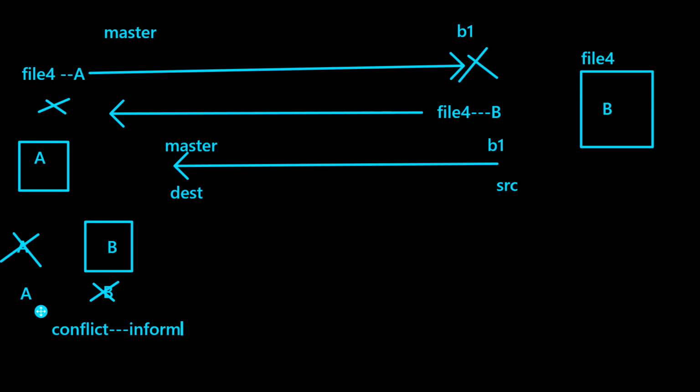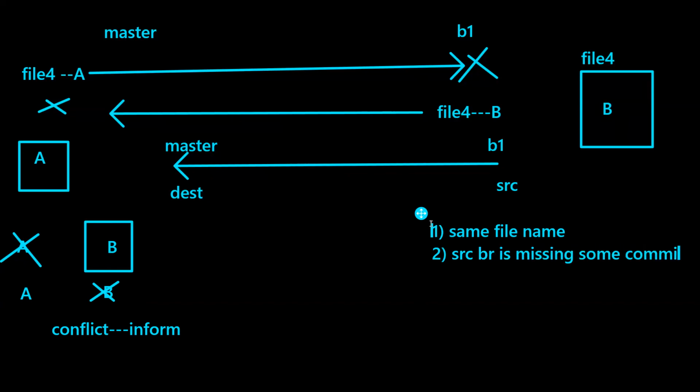And as the person who created them, you have to decide what to take. You have to resolve the conflict. How to resolve, we'll see. But now, what is the reason for the conflict? One reason is, yes, the same file name. But not just because of the same file name. If it is just the same file name, you will not get the conflict. The main thing is your source branch is missing some commits which are there on the destination.